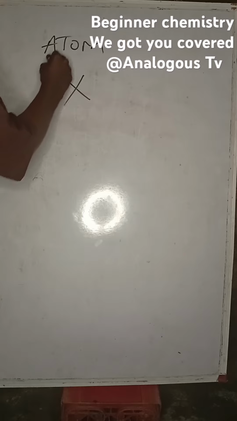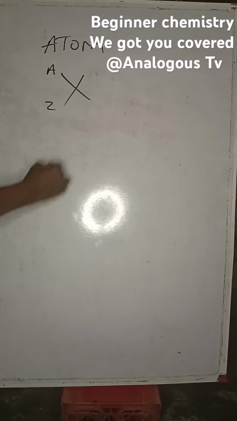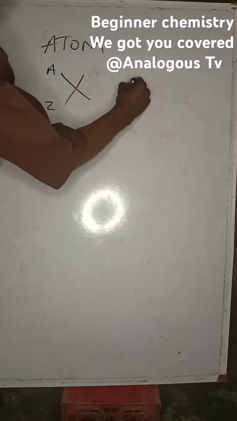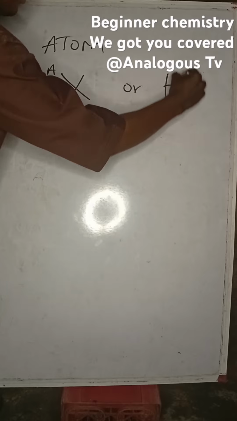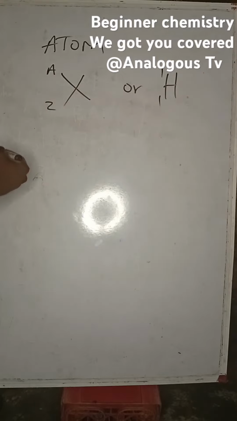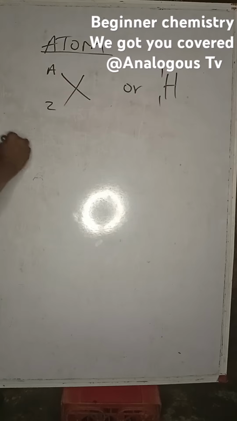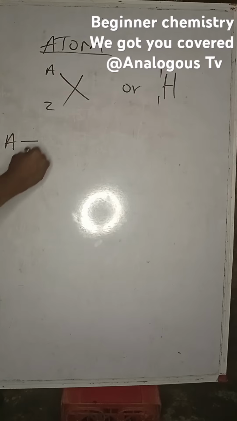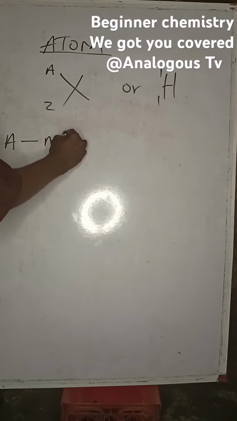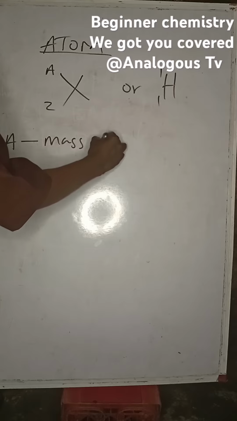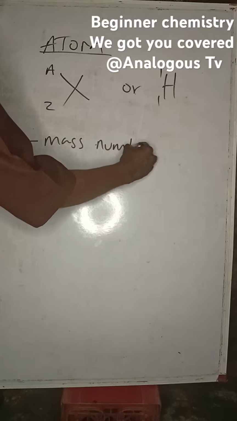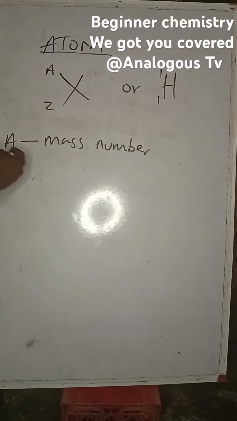Now, if this is an atom with A and Z, let me explain what I mean. Like hydrogen, the simplest atom, which is called protium, 1 1. Now, what does A stand for? For beginners, A stands for mass number or nuclear number. A can also be atomic mass, but they are two different things. Atomic mass and mass number are two different things.